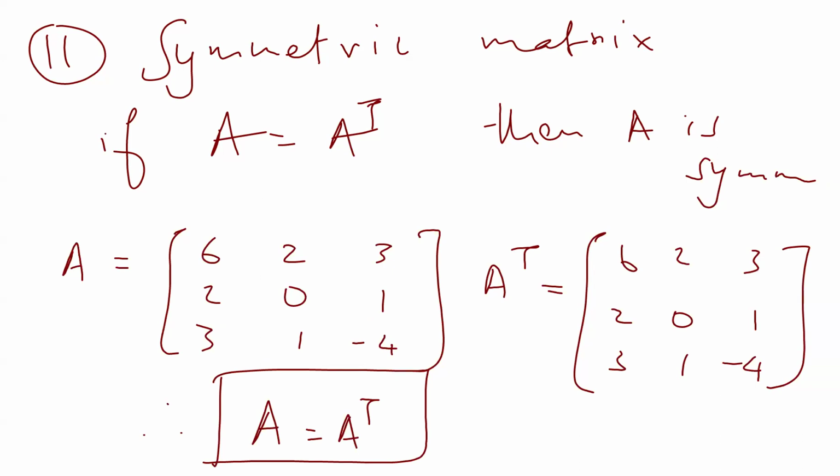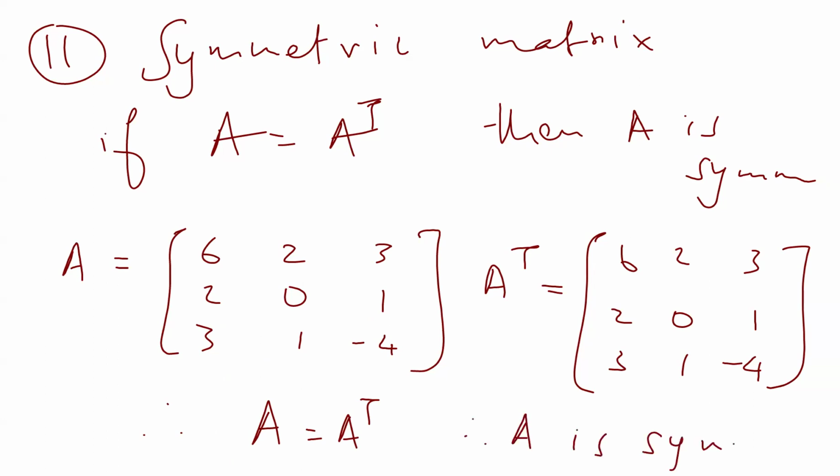So if both are same, then A is symmetric. If A is equal to A transpose, then A is symmetric. And the last category after this, that is skew symmetric matrix. If you have copied this, I'll take you to skew symmetric matrix. There is nothing called anti-symmetric or non-symmetric.